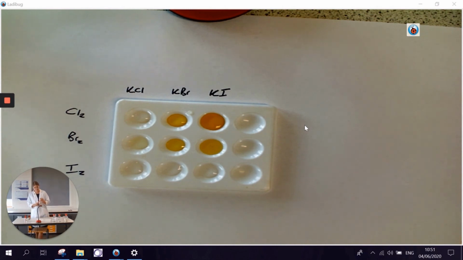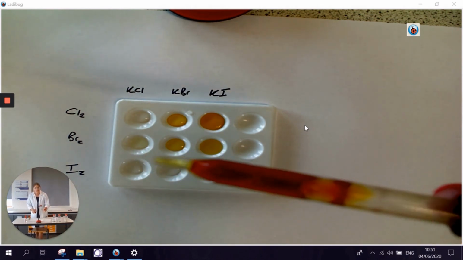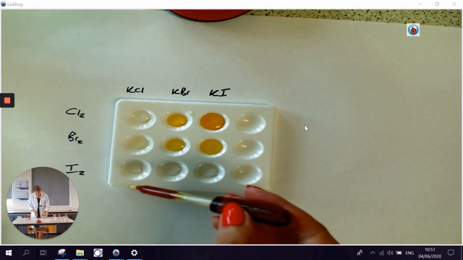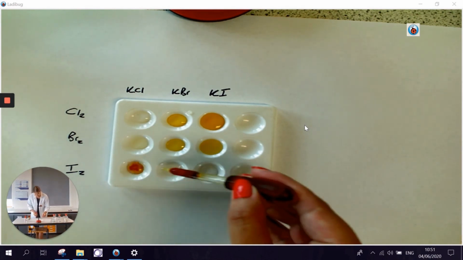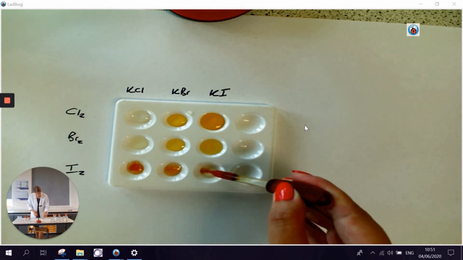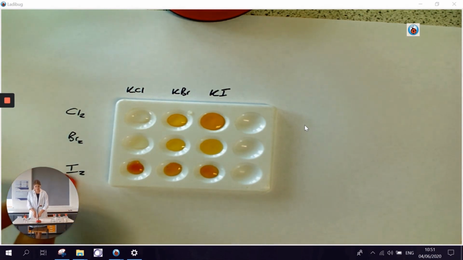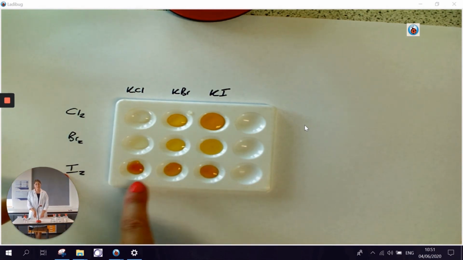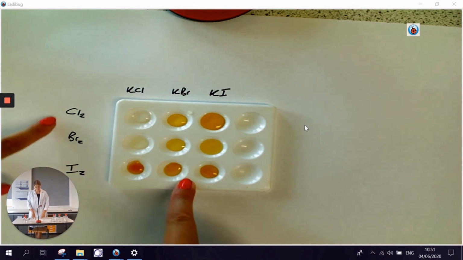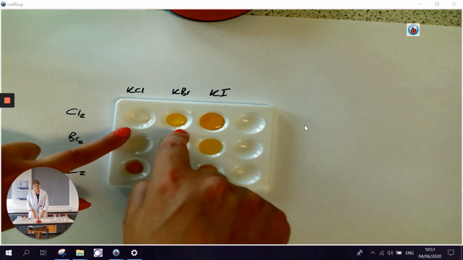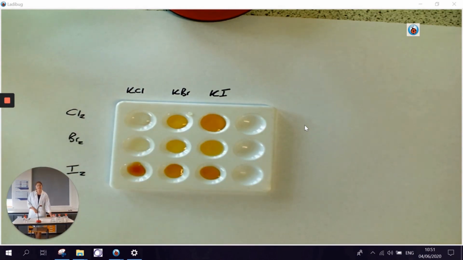And then I'm just going to add my iodine solution, which is very dark to begin with. So we're looking for it to get any darker than that, which it's not. They are all staying the same colour, which means iodine is the least reactive of the halogens because none of those were displaced. Chlorine is the most reactive of the halogens as it displaced bromine and it displaced iodine.